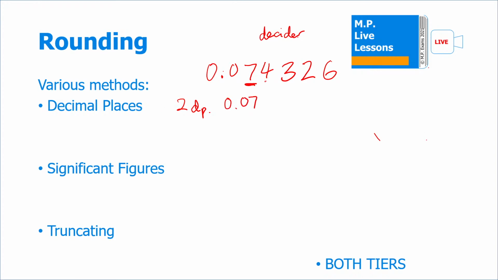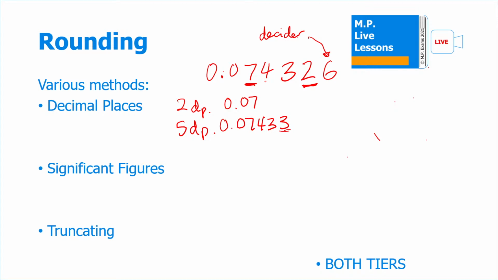Whereas let's say if I wanted to do it to 5 decimal places, perhaps, I would look at the fifth decimal place, and then the decider is here. And since it's larger than 5, we increase our fifth decimal place by 1. So we get 0.07433. So that's the fifth decimal place there.